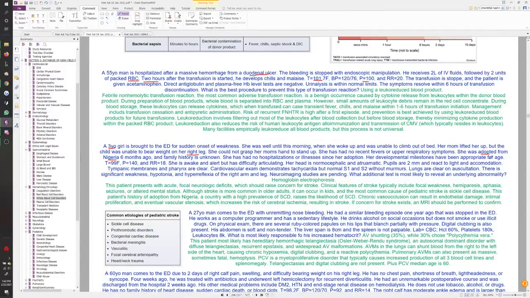Developmental milestones have been fine. Temperature slightly high, that's 99F. Pulse is high. She's awake and alert but has difficulty articulating. Head is normocephalic and atraumatic. Pupils are fine, reacting and doing accommodation. Tympanic membranes are fine. This is the thing STEP loves to do, giving you a mass of details in a question for no reason.